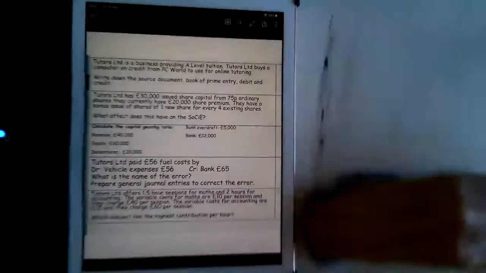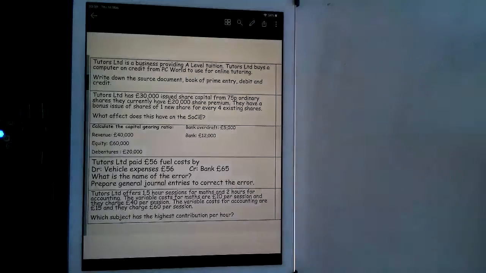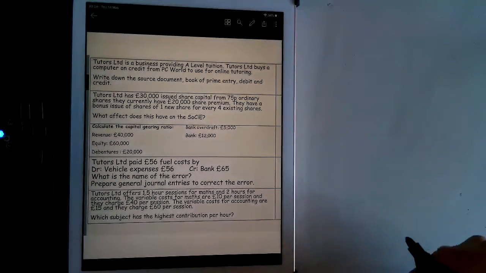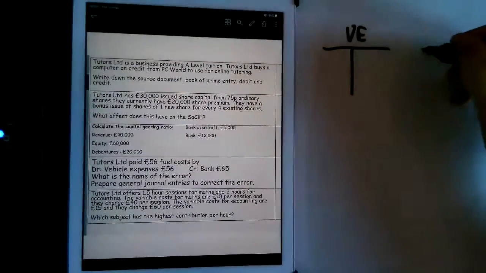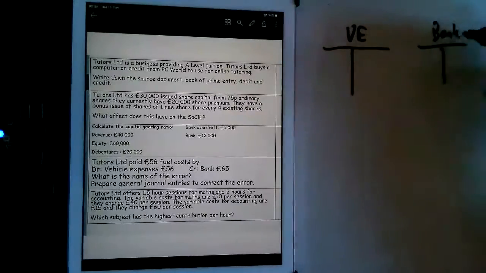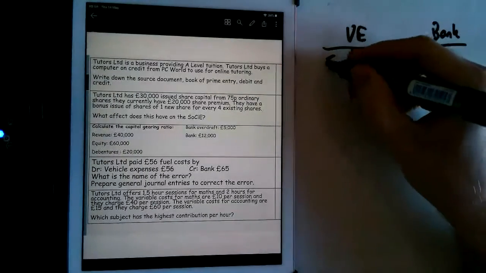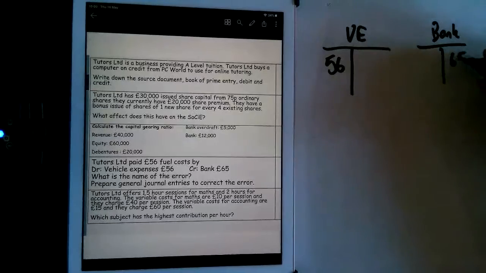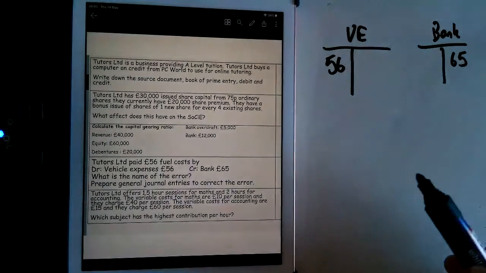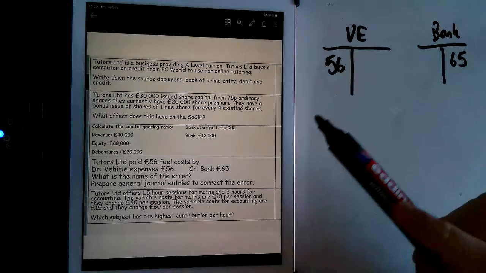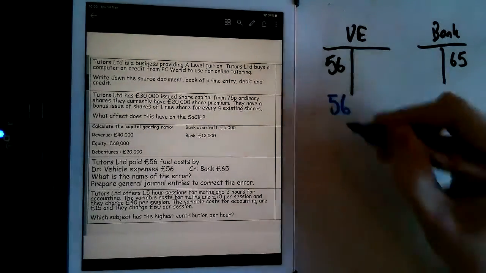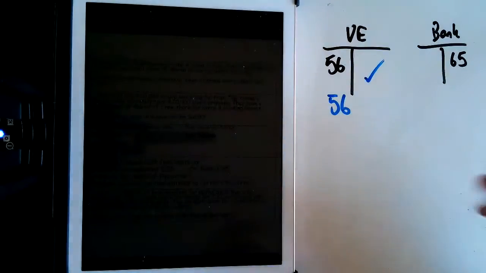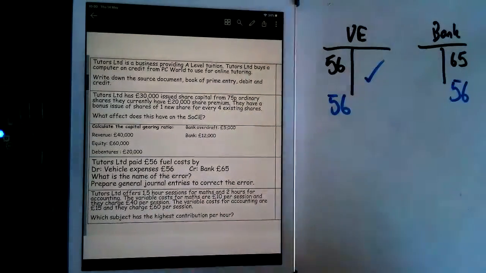Okay, number 4. Tutors Limited paid £56 fuel costs by debiting vehicle expenses and crediting the bank. So let's look at what they've done. So vehicle expenses and bank. So they've debited vehicle expenses by £56 and credited the bank by £65. Now, the fuel cost is £56, so we should have debited vehicle expenses £56, so that's correct. And we should have credited bank by 56.